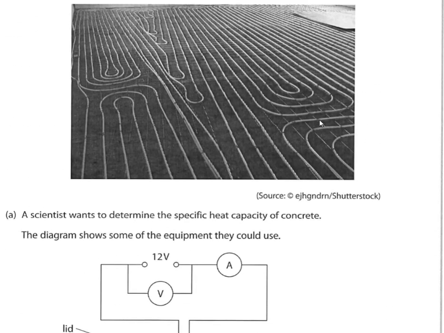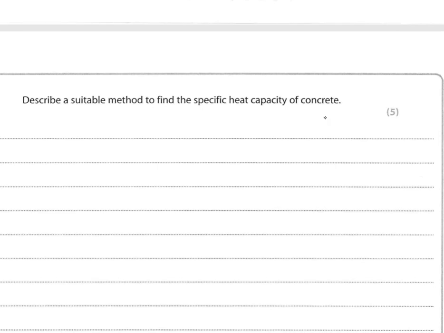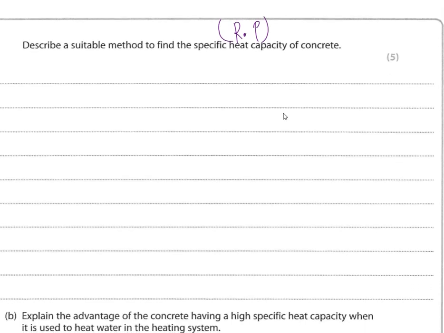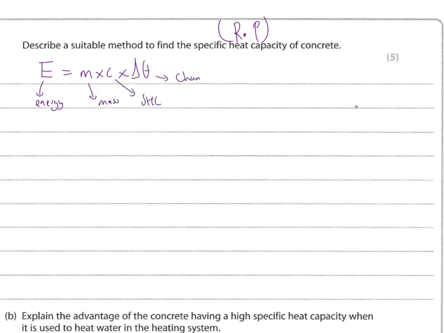Now, this is a very nice question, specific heat capacity. So this is a required practical. Find a method to work out the specific heat capacity. First of all, we're going to write down the equation for specific heat capacity. So energy is equal to mass times specific heat capacity times change in temperature. Since we're looking for specific heat capacity, C is equal to energy over mass times change in temperature.